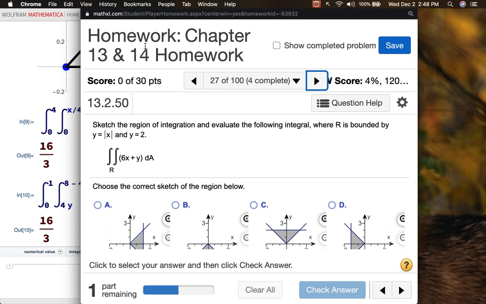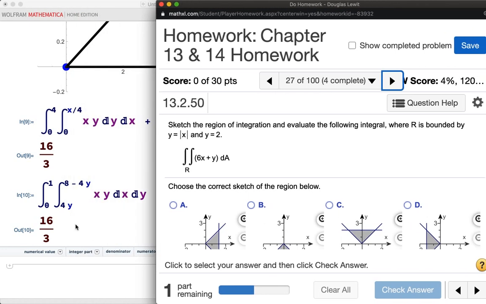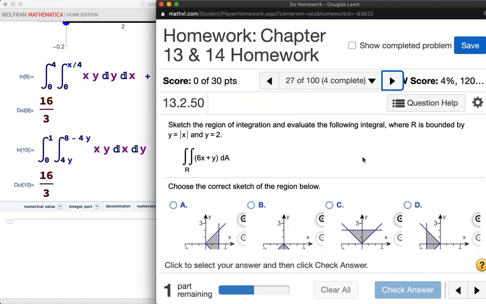Problem 27 looks like an interesting problem. This is sort of the reverse of what we just did. It reads: sketch the region of integration and evaluate the following integral, where R is bounded by y equals the absolute value of x and y equals 2. The integrand in question is 6x plus y, and we're integrating over this particular area.